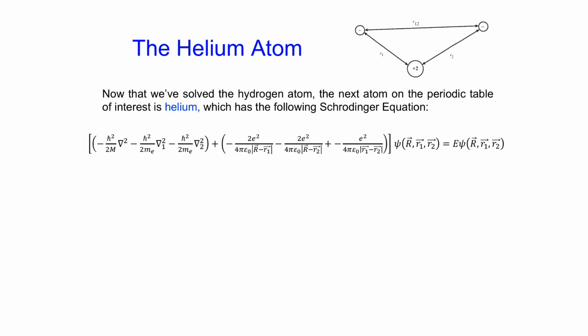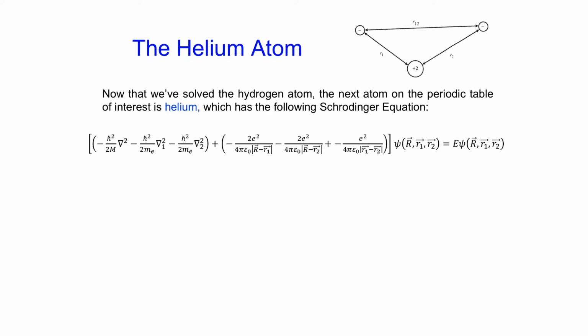So this first term represents the potential energy between your nucleus and electron 1. Then this second term is the Coulombic interaction between your nucleus and electron 2. And then this third term is the Coulombic interaction between electron 1 and electron 2, so it's the electrostatic interaction between our two electrons.